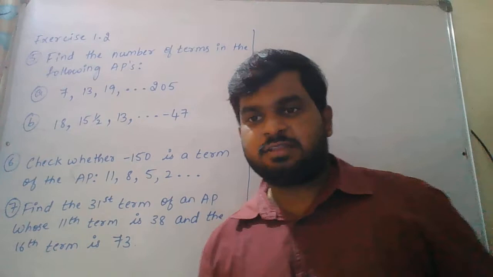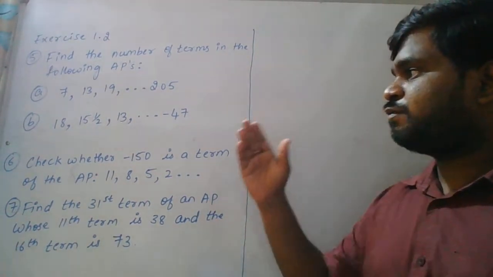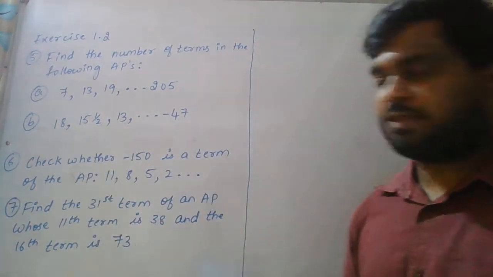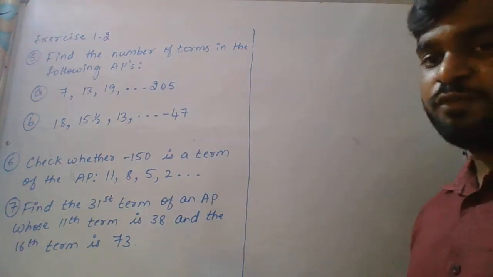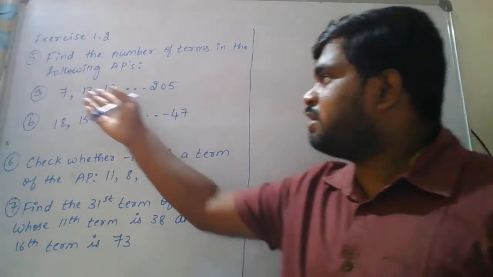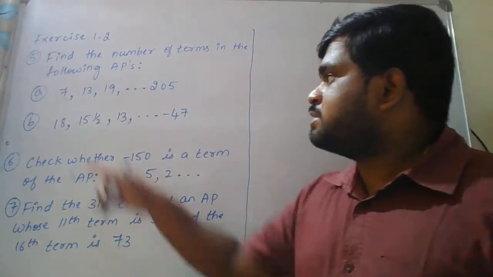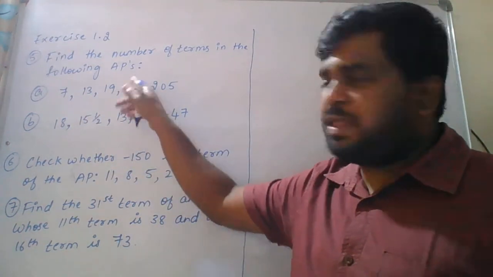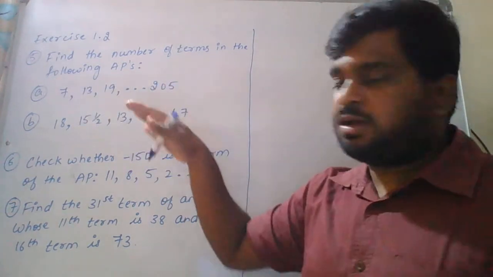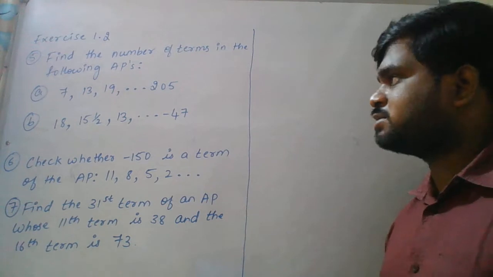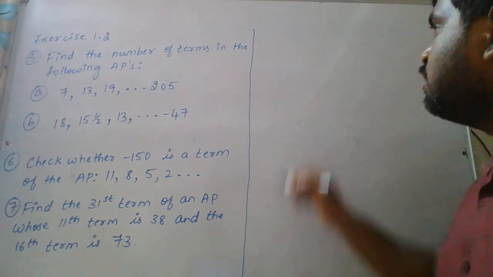Okay, students, I have taken the next few questions: fifth question, sixth question and seventh question. Let's solve one by one. In the fifth question, we have to find how many terms are there in the given AP. 7, 13, 19. In between, there are some numbers that are missing. So from here to here, how many terms are there?